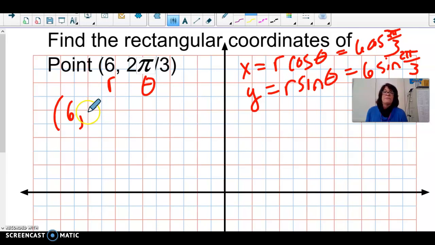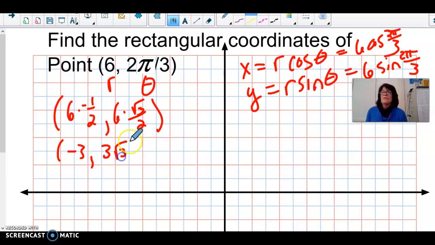So, what am I doing? That's not 6. So x is 6 times cosine of 2 pi over 3, 6 times negative a half, comma. Y is 6 times the sine of 2 pi over 3. Well, the sine is positive, what, square root of 3 over 2? So it looks like our rectangular coordinates are negative 3, root 3.